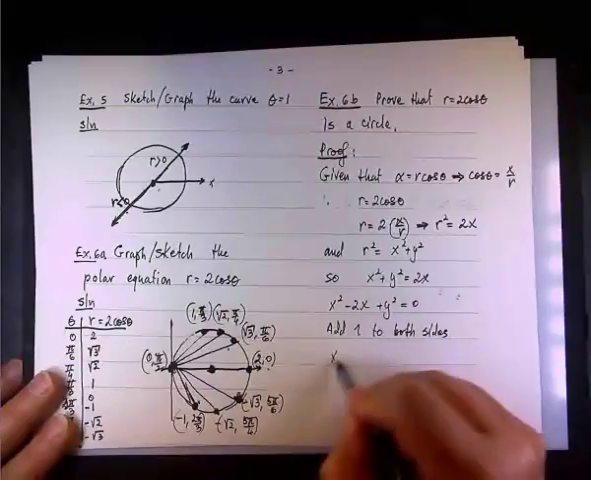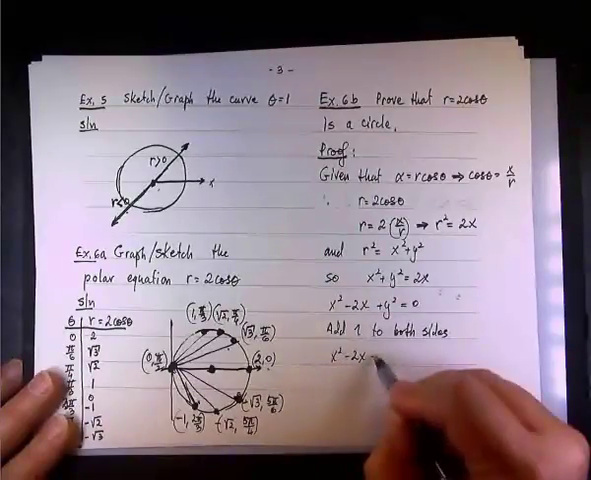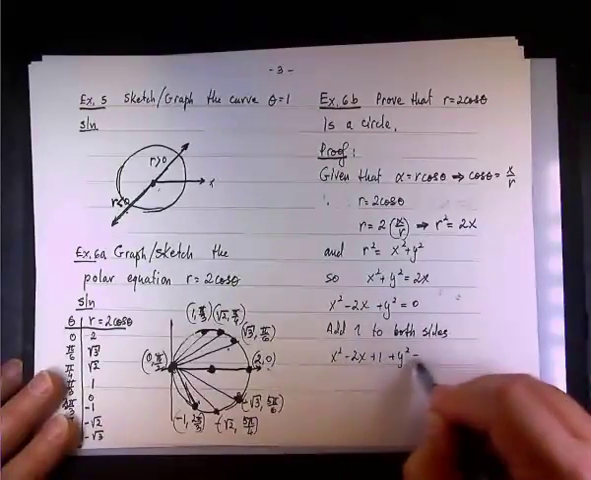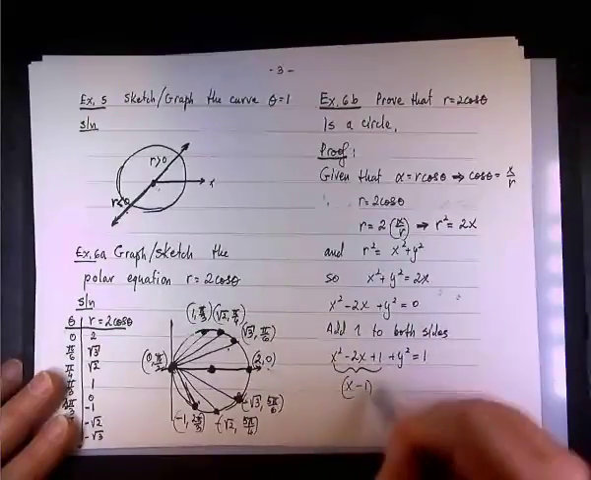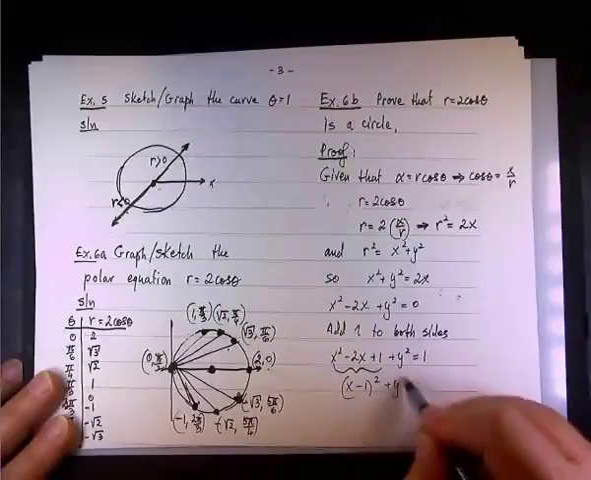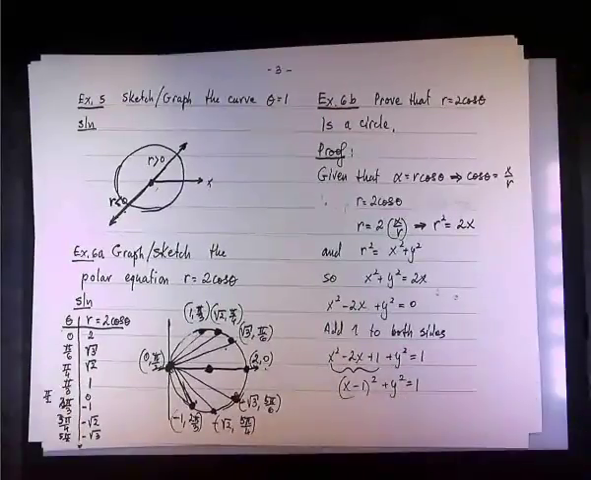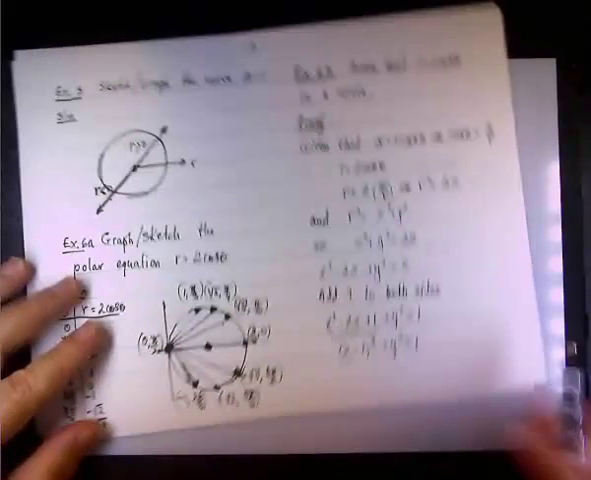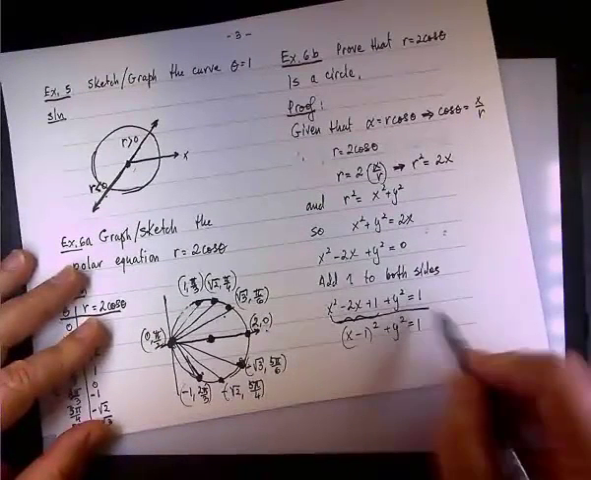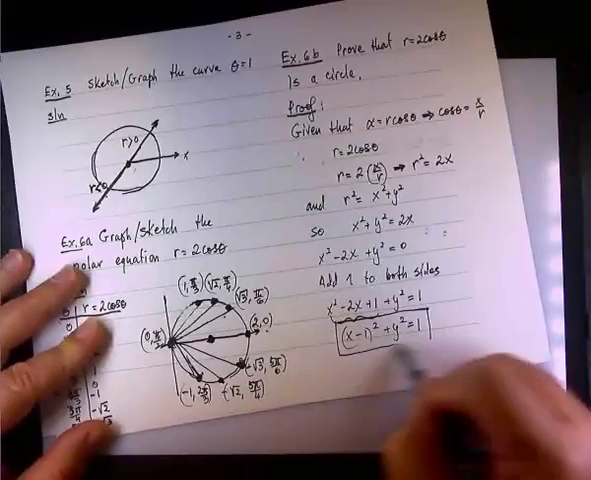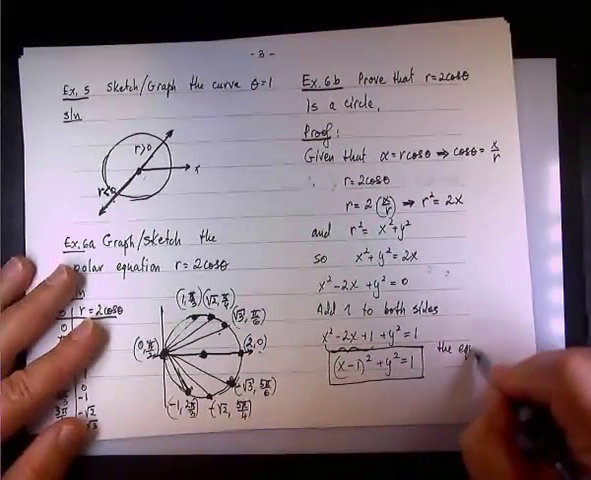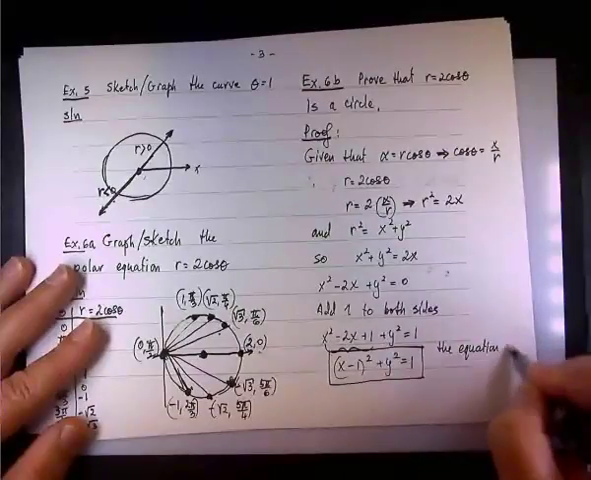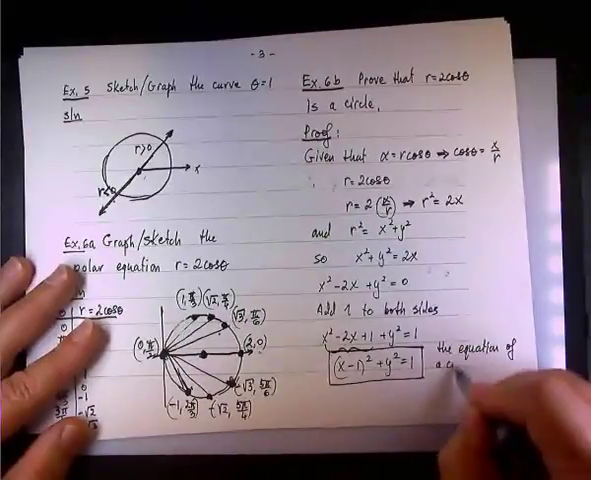we'll do a little algebraic manipulation. We're going to add 1 to both sides. And now you get x squared minus 2x plus 1 plus y squared equals 1. And what we have here is x minus 1 squared plus y squared equals 1. And this is a circle centered at 1, 0.